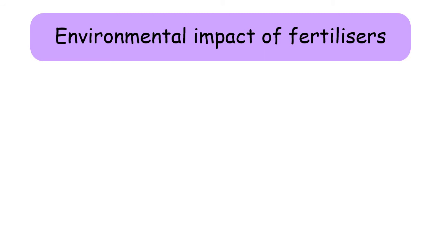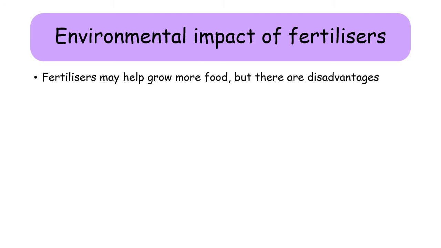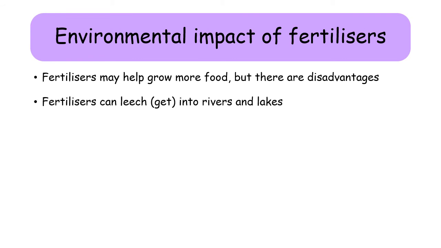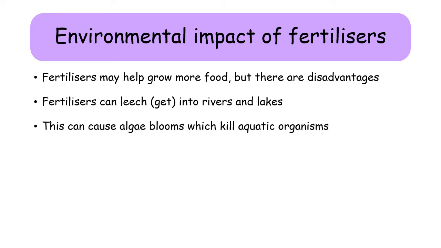Now, fertilizers, while they are vitally important for sustaining the population on Earth, there are some negative impacts. Fertilizers can leach, which means get into rivers and lakes. When it rains, fertilizers can dissolve and move with the rainwater into rivers and lakes, and this can lead to something called an algae bloom, which can kill aquatic organisms.